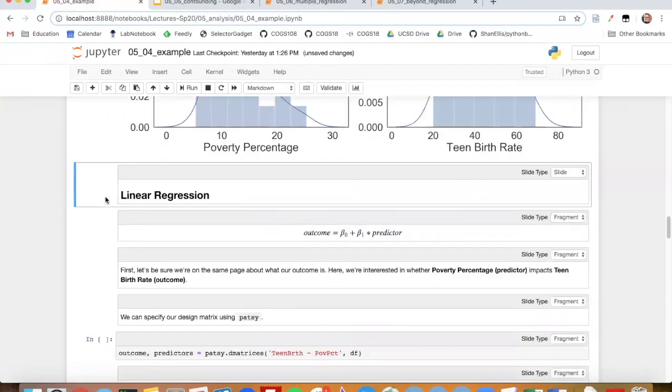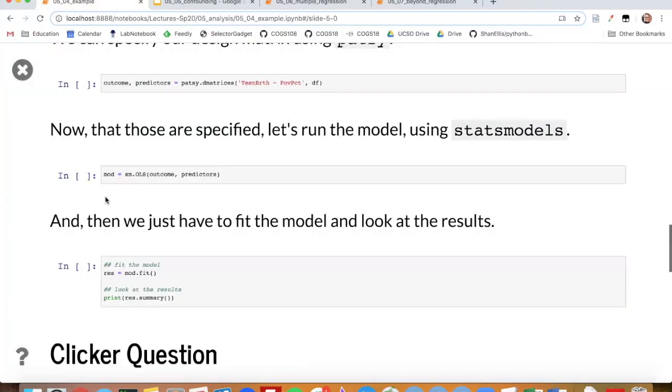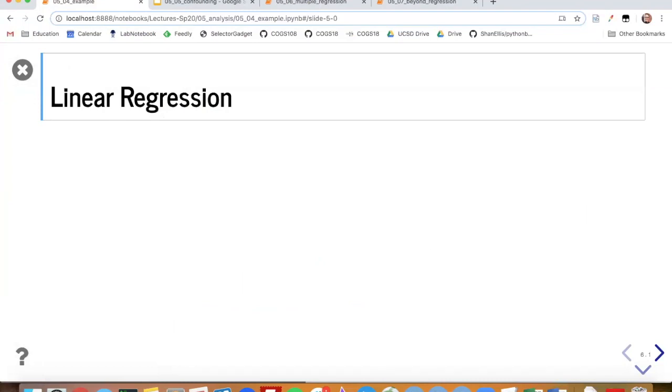So we've tested our assumptions, we've drawn some exploratory plots. If this were your project, you would likely have more plots, more data. We're keeping it simple for this first example. So let's get down to the math underlying linear regression.